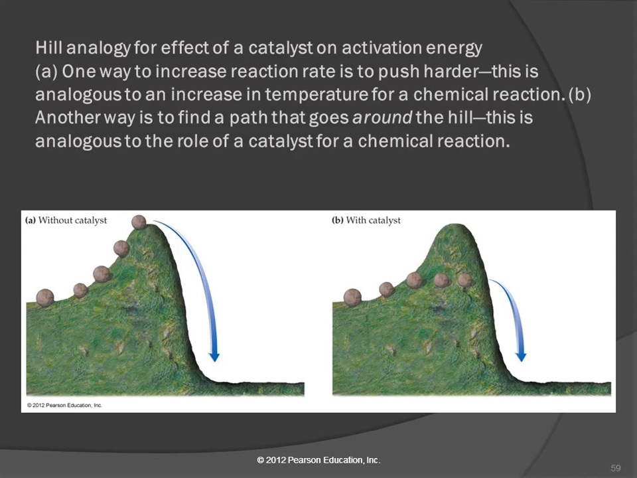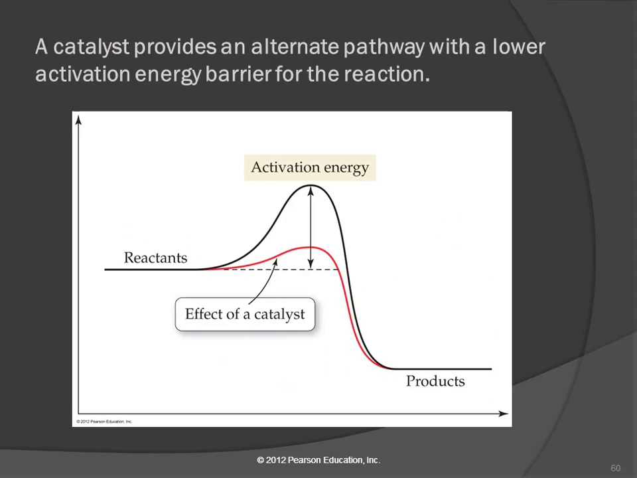So you could push harder to increase the reaction rate, which is like increasing the temperature, or you can find a different way, an easier way. And that's what a catalyst does. Catalysts are like crazy important. So the catalyst provides an alternative pathway. So instead of having to go up and over this activation energy, now we can go this way, and the activation energy is much less. So more particles are going to have enough energy to get over that little tiny hump, and the reaction will go faster.